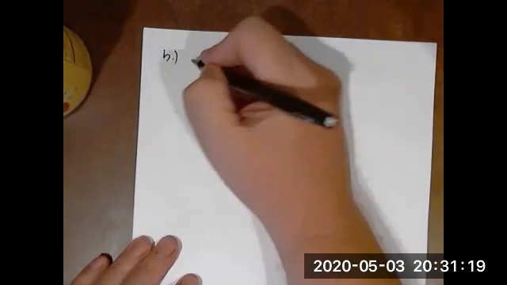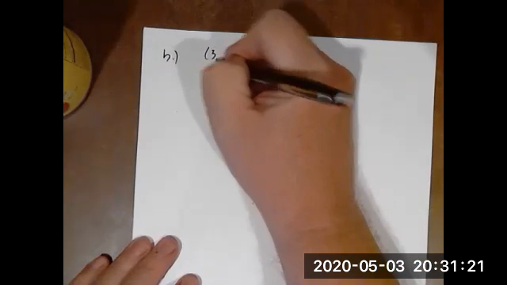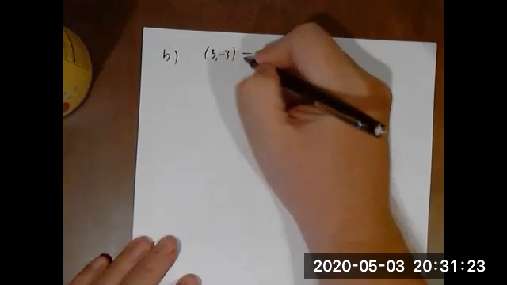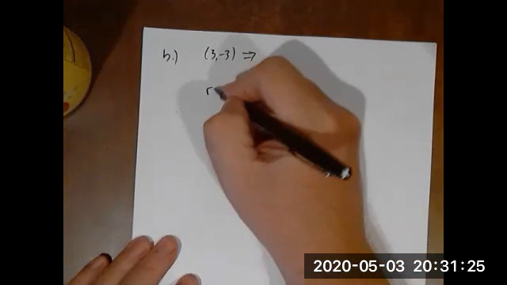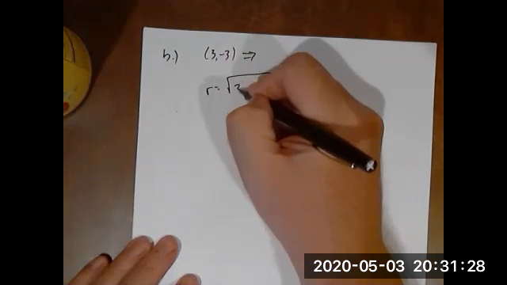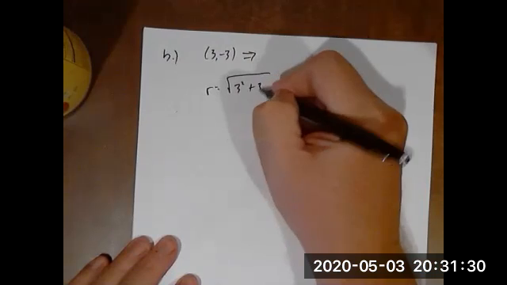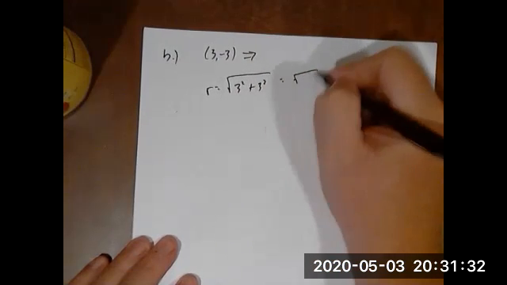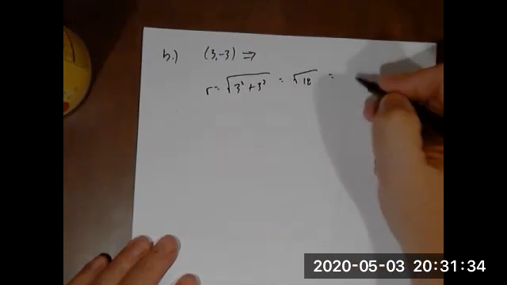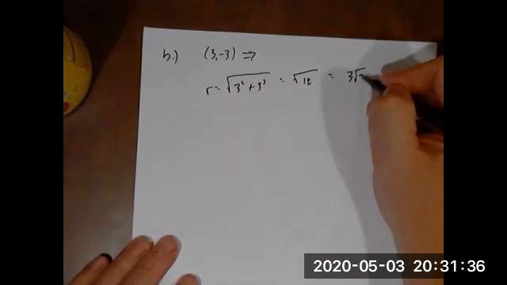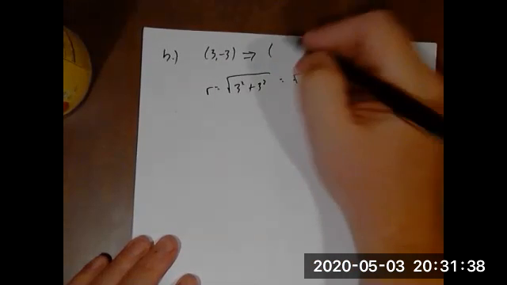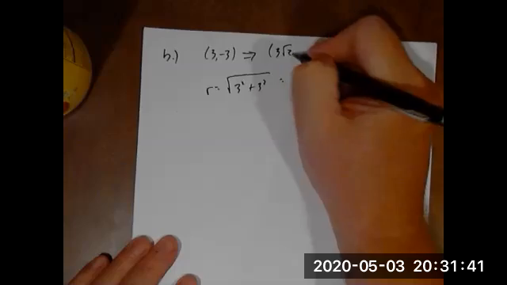The x and the y. 3, negative 3. r is 3 squared plus 3 squared. Square root of 18, which is 3 square root of 2.